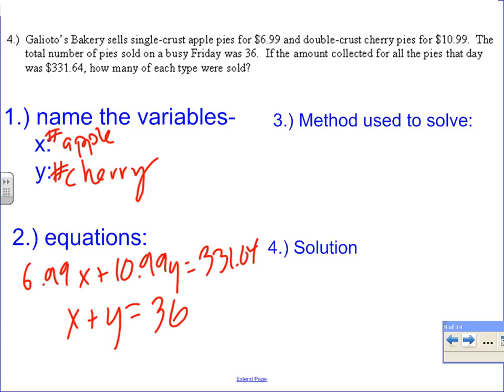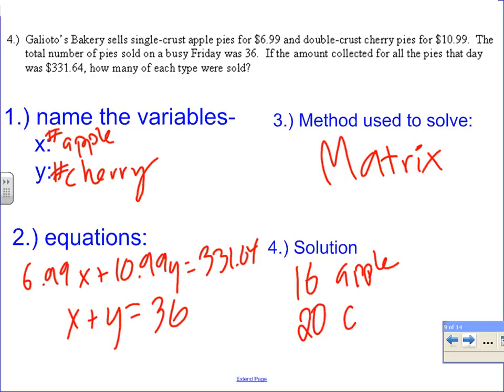Okay, I would use matrices because of the decimals. Maggie, what did you get for your answer? Good. So 16 apple pies and 20 cherry pies were purchased. You could also have your answer written as an ordered pair with labels. Either way is fine for me. Just make sure you know how to explain the answer. Questions on that one?